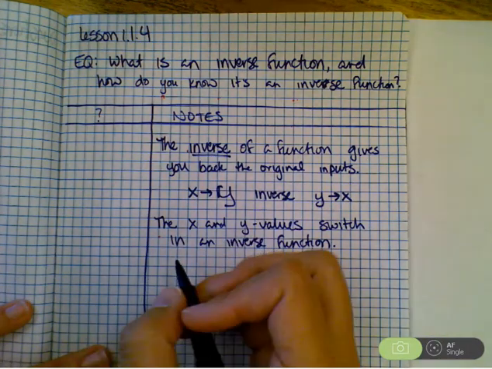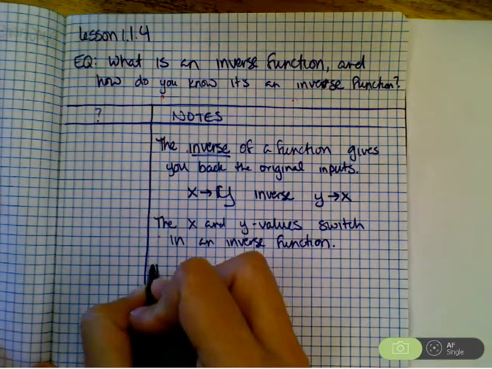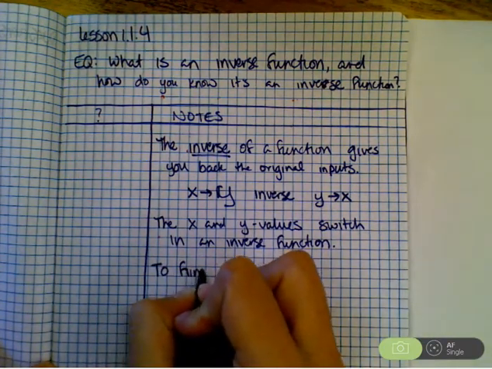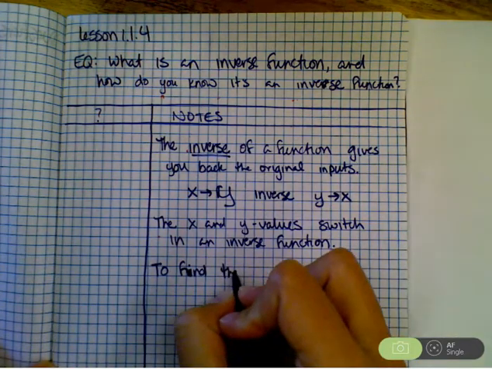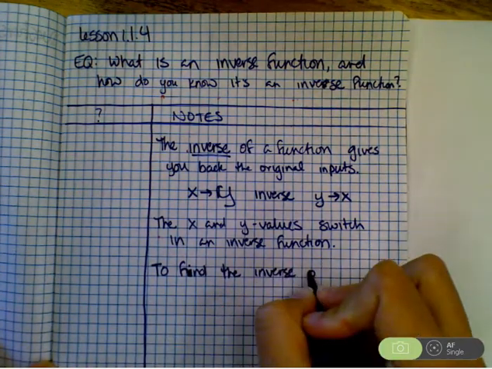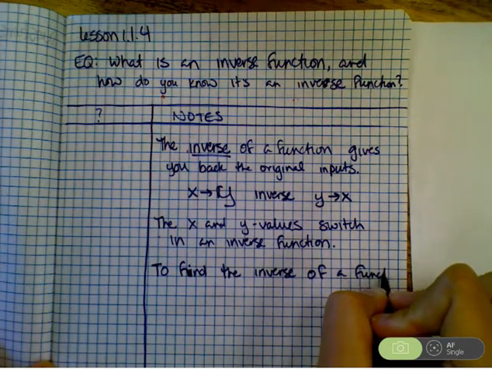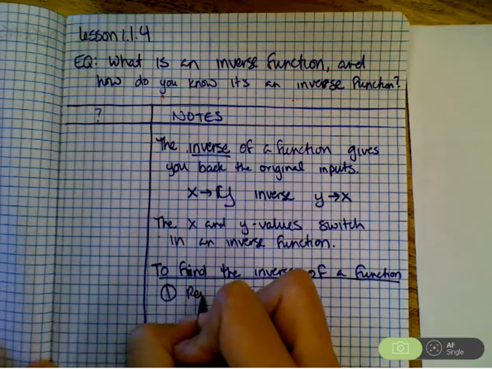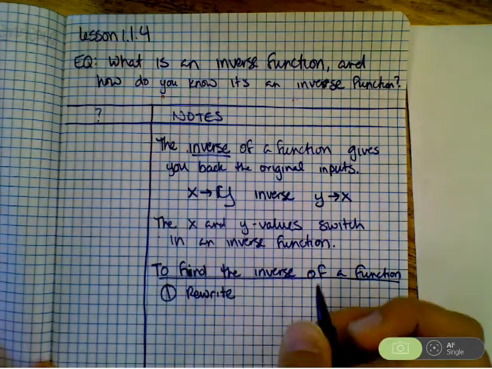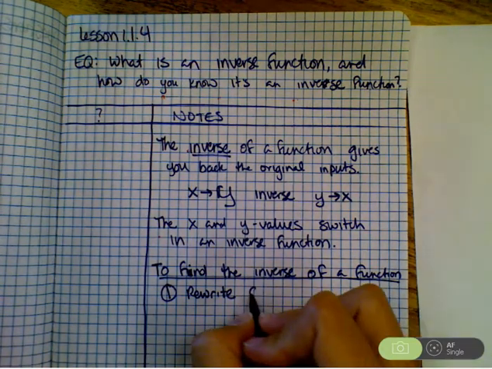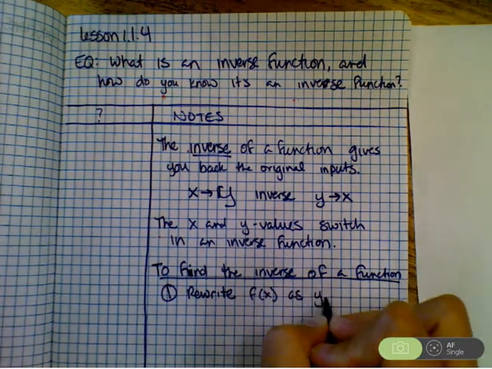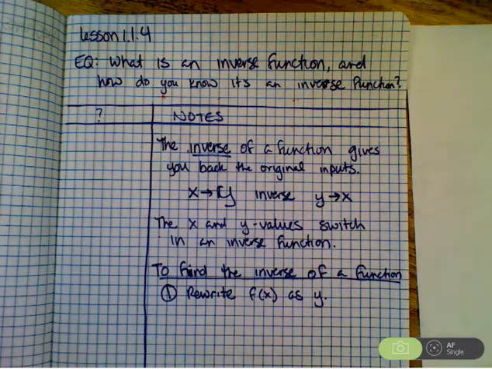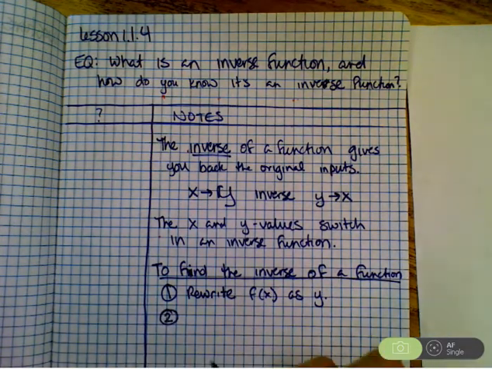Now let's look at finding the inverse of a function. Step 1 is to rewrite your f of x as a y. That's not a necessary step, it just makes it easier because then you're going to solve for y. It's easier to solve for y than it is to try and solve for f of x. Step 2, switch.